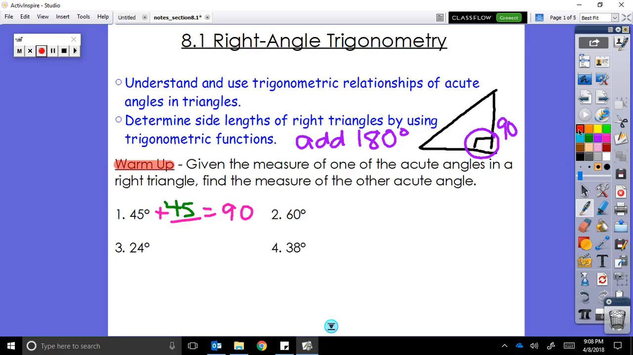Alright, so let's just do a quick check. So 60 plus 30 would be our other angle here. 24 plus what? That would be 66. And 38 plus what? That one would be 52. Okay, so that's just a quick review of right triangles and angles and what they add to in a triangle.